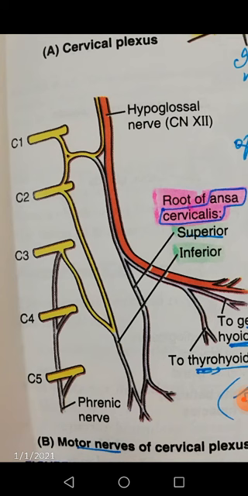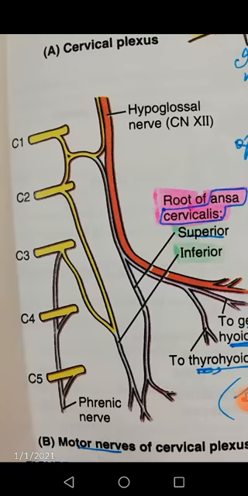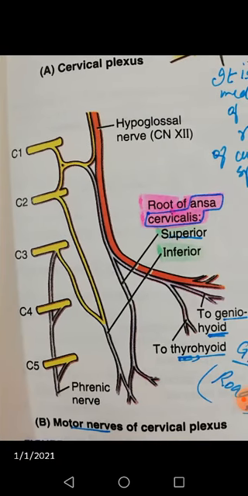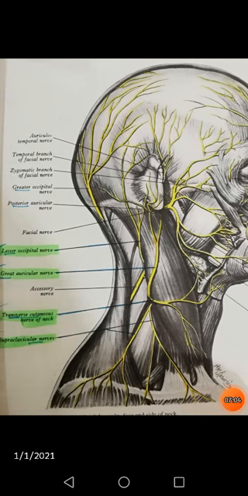the ansa cervicalis. So they take contribution from the C1, C2 and C3 spinal nerves, and with the branches from the secondary loop, they are going to supply the infrahyoid muscles, including the omohyoid, sternothyroid and sternohyoid. And there is another fourth muscle left, you will recall, the thyrohyoid, that receives branches from C1 and descends independently from the hypoglossal nerve, distal to the superior root of the ansa cervicalis. You can call it the nerve to the thyrohyoid.